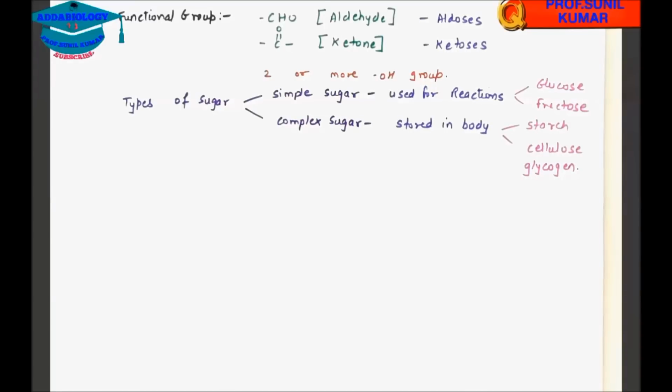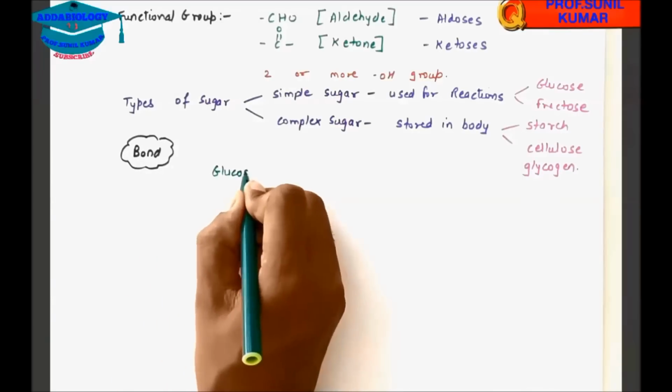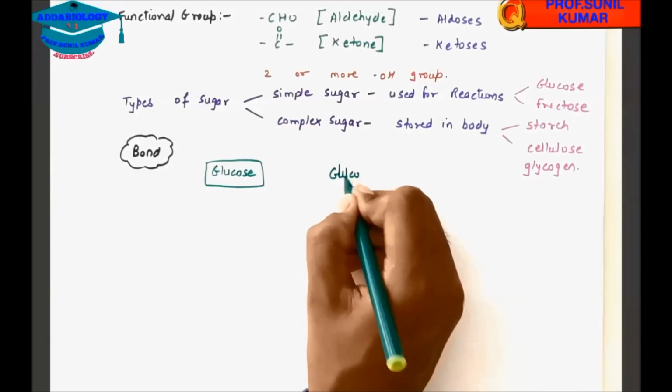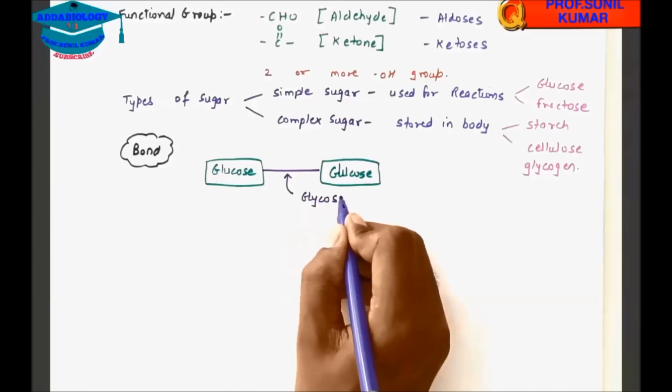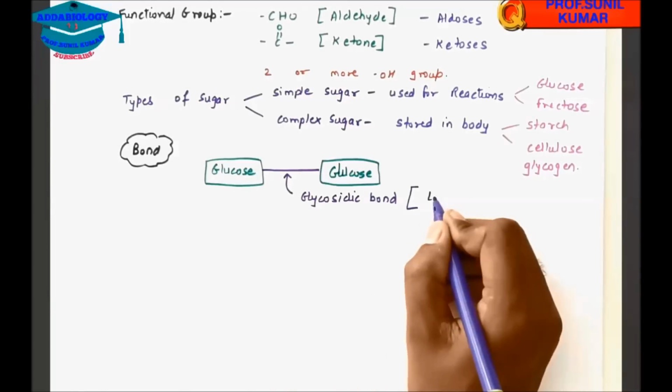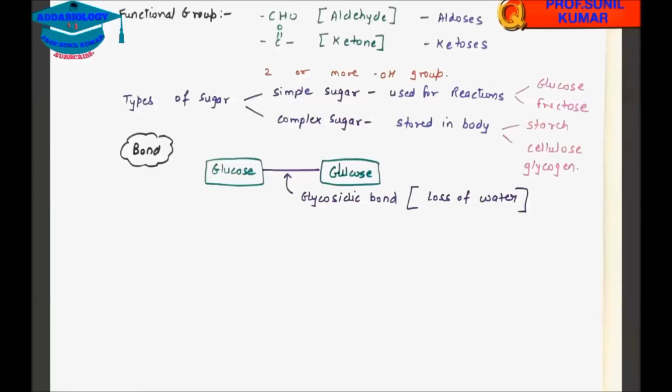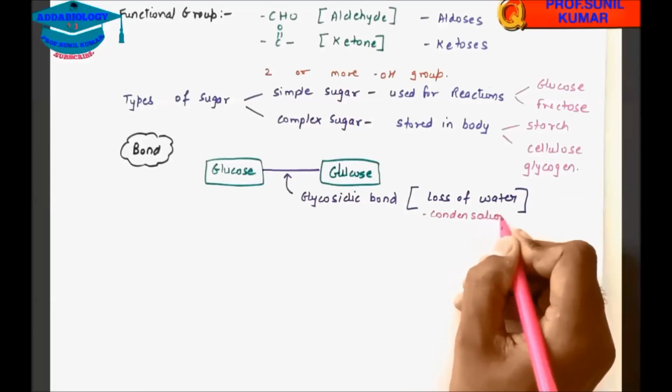All the sugars are joined by a bond. So let's take one example. There are two glucose molecules. These glucose molecules are joined to each other by a special bond, and the bond is called the glycosidic bond. This bond is formed by loss of a water molecule, so it's a condensation reaction.